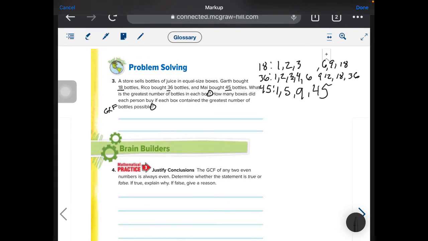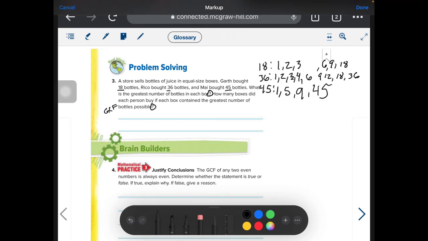Okay, number 3. We have the greatest common factor that we need to find out from these 3 numbers. So if we look, the greatest common factor is 9. Very good. So how many bottles are in each box? 9 bottles. Then it's asking, how many boxes did each person buy if each box contained the greatest number of bottles possible?